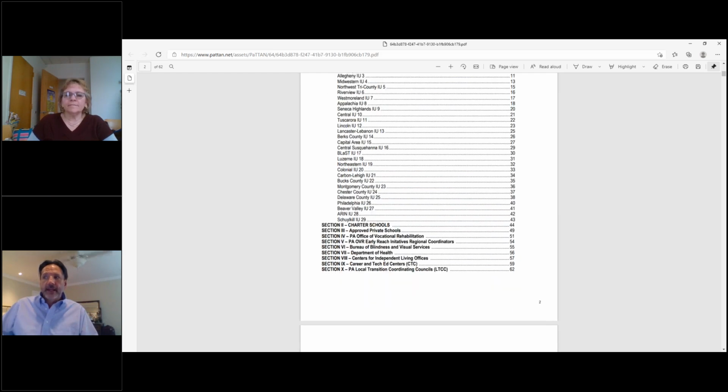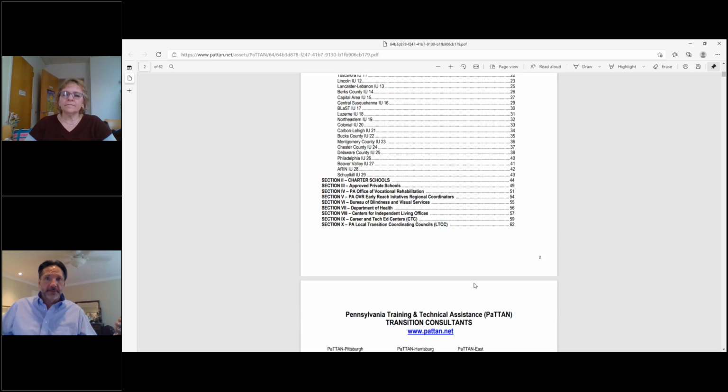And then it looks at charter schools and approved private schools, and again, that's looking at who the designated transition contacts are. In the breakdown of the intermediate units, it also lists the various school districts and who their point of contact is. And then it looks at going through the different agencies. So looking at the Office of Vocational Rehabilitation, or OVR, the Bureau of Blindness and Visual Services, and then there's information there from the Department of Health, Centers for Independent Living, Career Tech Ed, local transition coordinating councils.